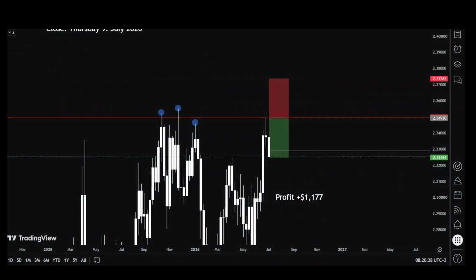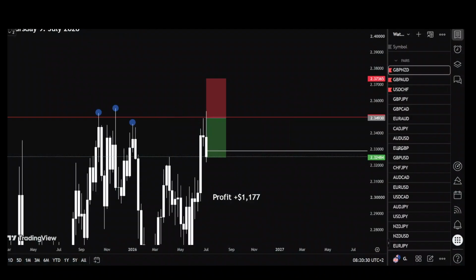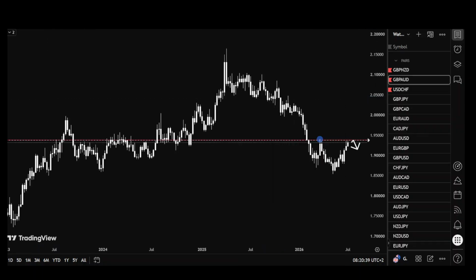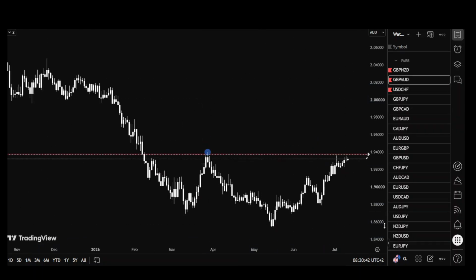So I also have a few other trade setups that I'm currently looking at, and I'm going to show them to you. Let's go back to the chart again. Let me see. Yeah. So GBP AUD, this is a daily setup.